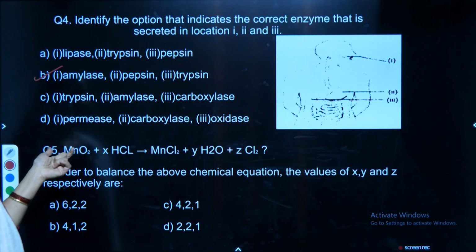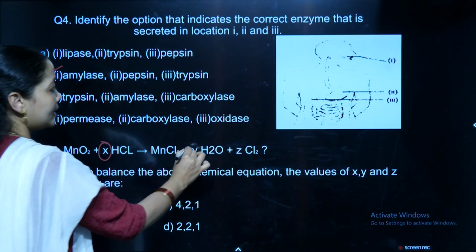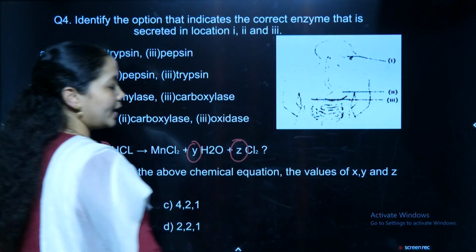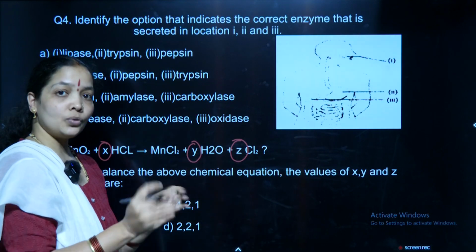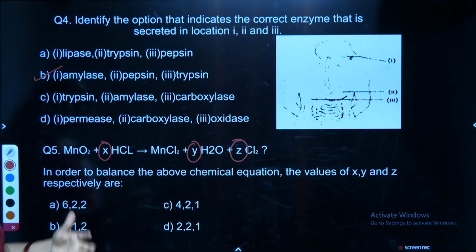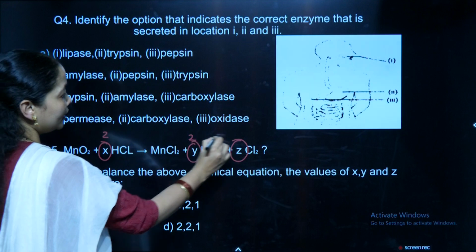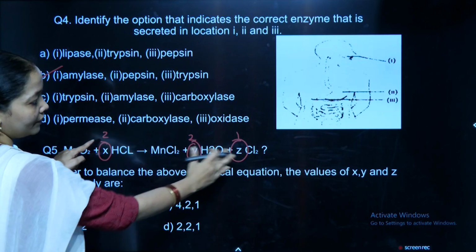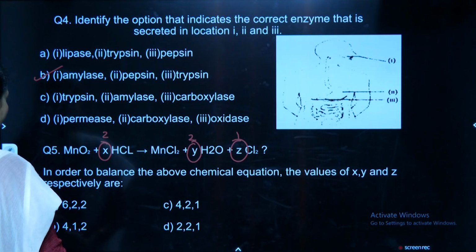Fifth one, MnO2 plus XHCl. I have to identify X, Y and Z, and rather than writing the equation and doing the balancing, I'll go for options which will fit the exact one. If I go for option D, let us check. 2 here, 2 here, 1 here. So 2 HCl, and we already have 4 HCl. This option is invalid. So I will go for the next option.